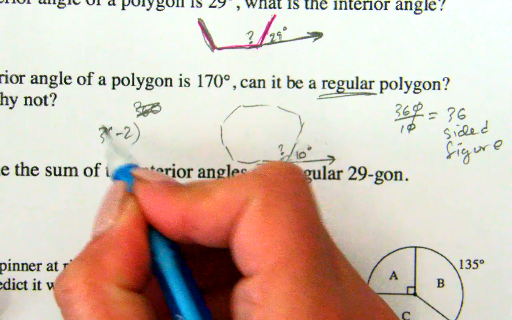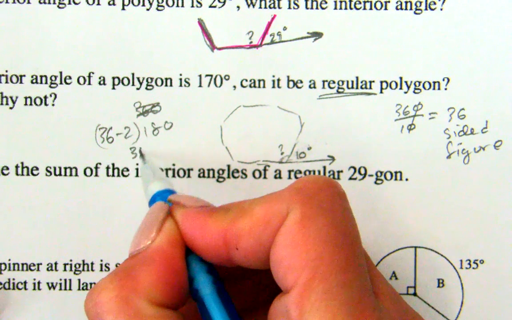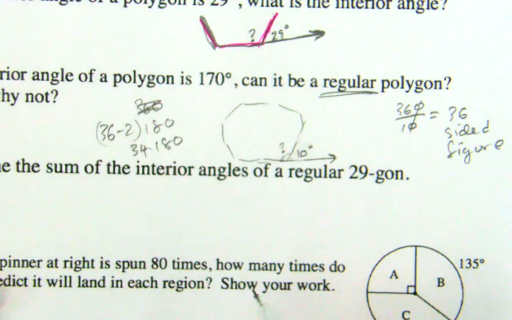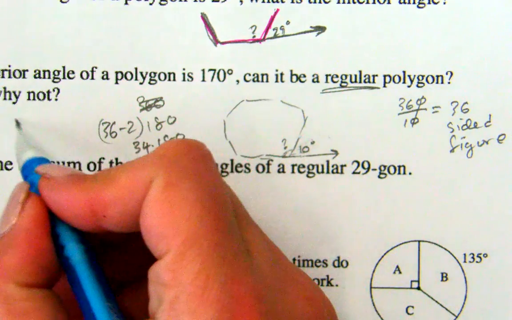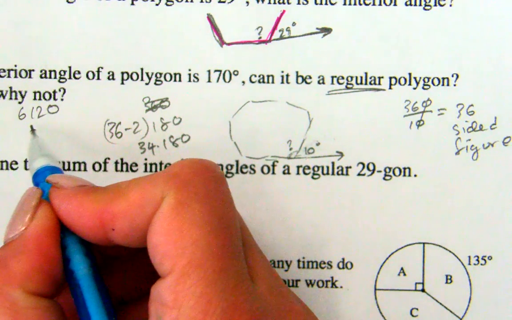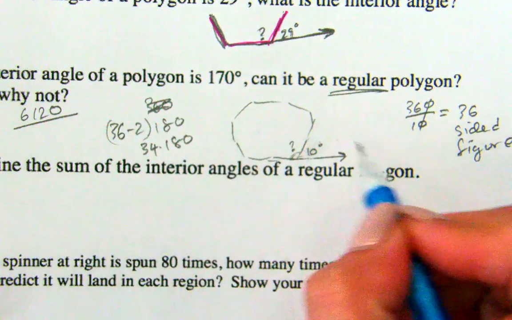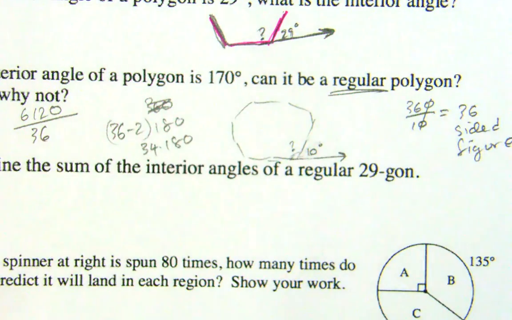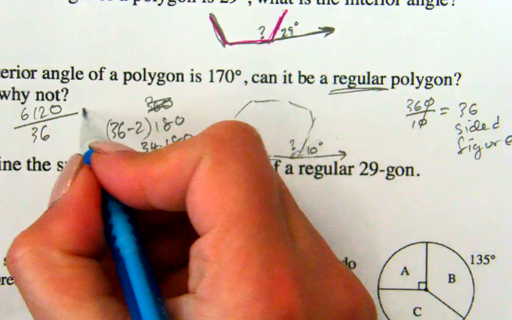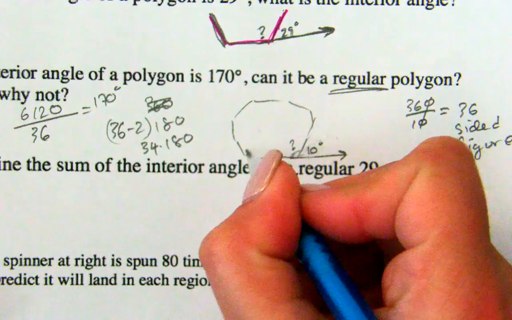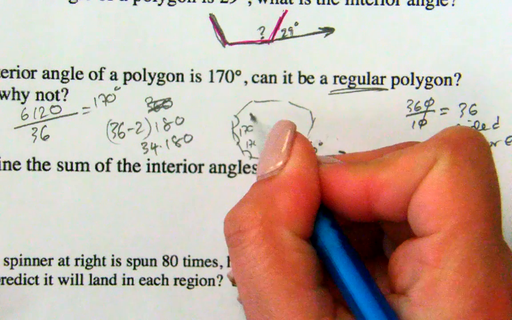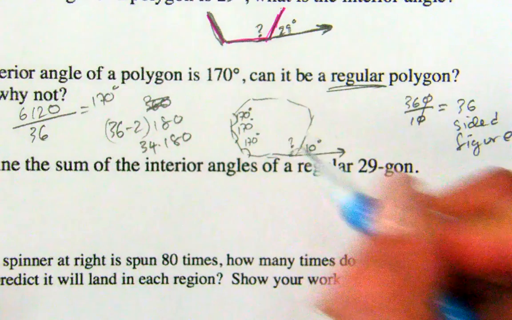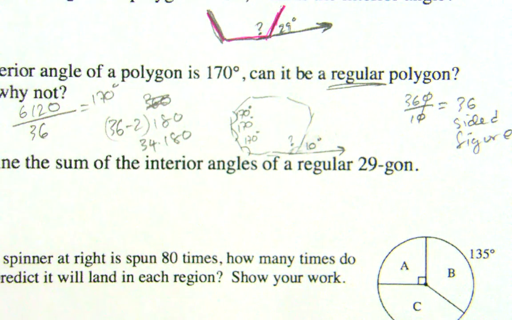36 minus 2 times 180. So that's 34 times 180, which is 6120. 6120 divided by 36 sides gives you a 170 degree interior angle. So all of these angles are 170 degrees, which is a very weird polygon. It probably almost looks like a circle.